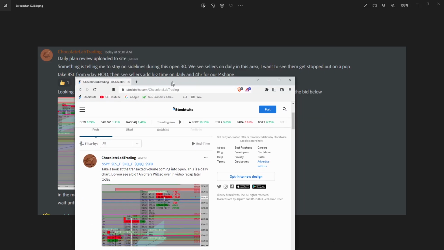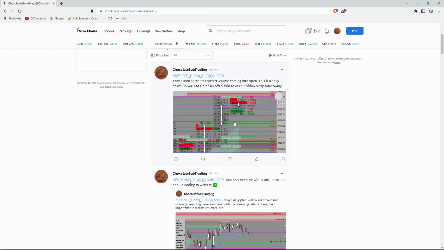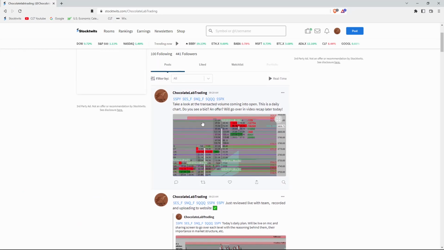So I'll pull this up right at open again. I posted here, take a look at the transacted volume coming into open. What do we see? We see sellers here. Sellers are in this area right under our sell zone.